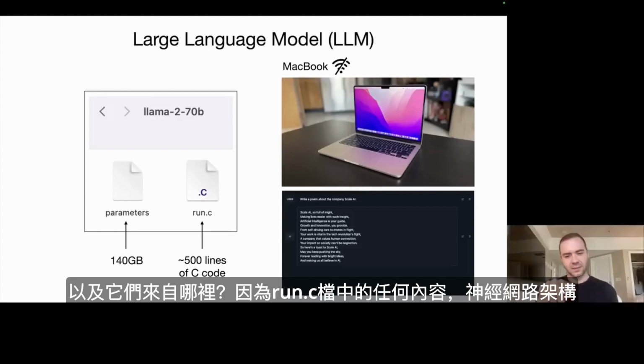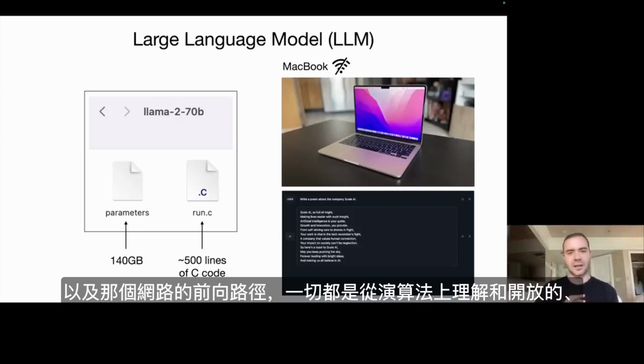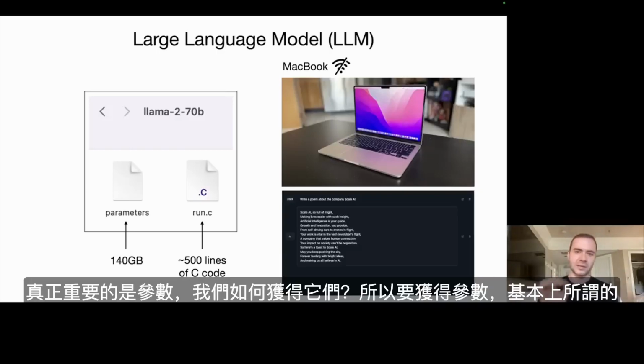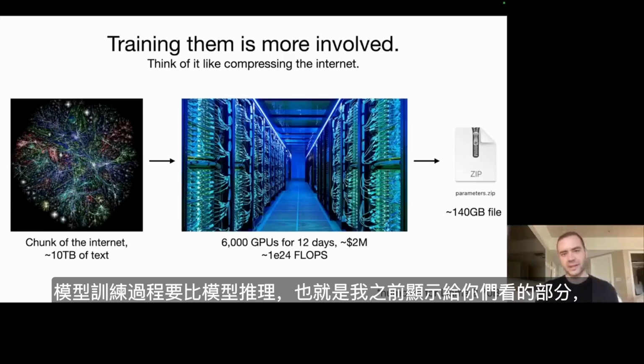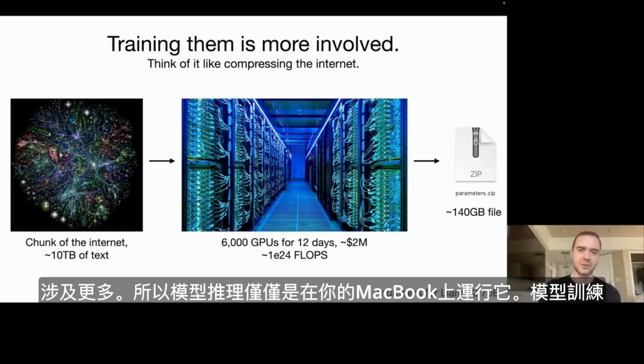Because whatever's in the run.c file, the neural network architecture and the forward pass of that network, everything is algorithmically understood and open. But the magic really is in the parameters, and how do we obtain them? To obtain the parameters, the model training, as we call it, is a lot more involved than model inference, which is the part that I showed you earlier. Model inference is just running it on your MacBook.